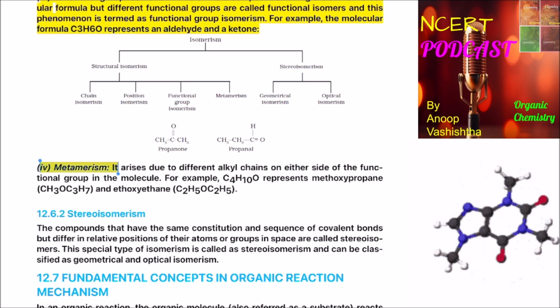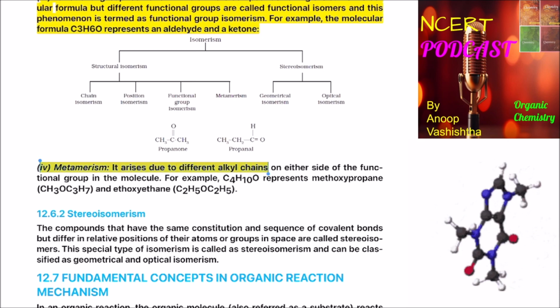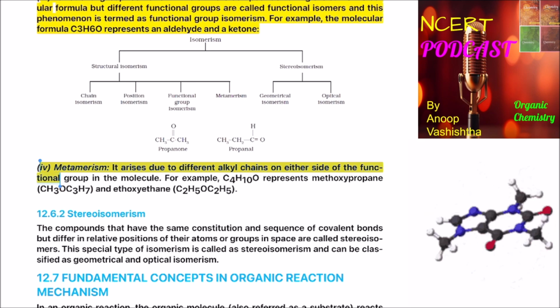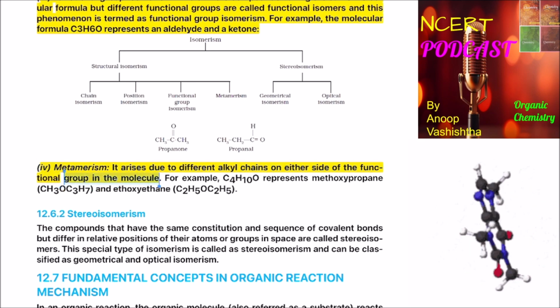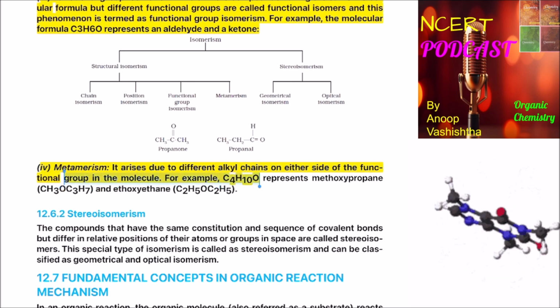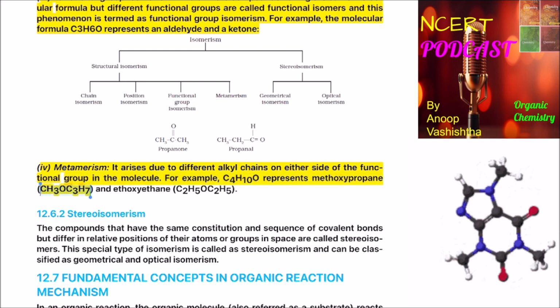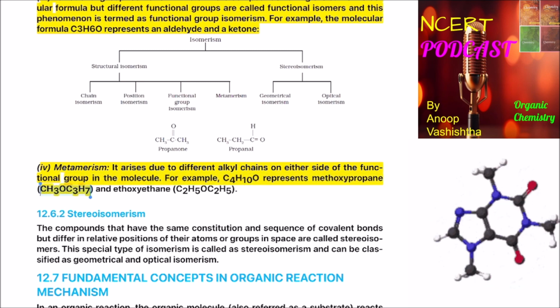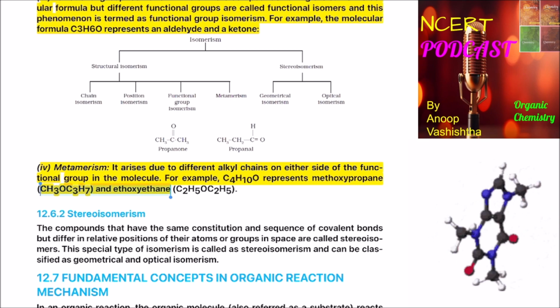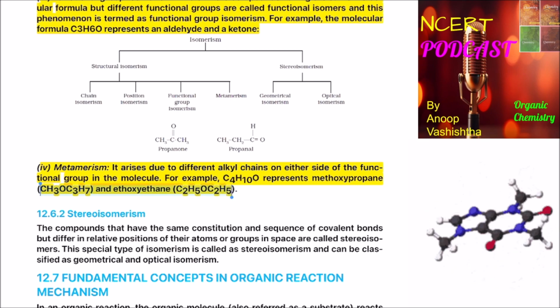Metamerism. It arises due to different alkyl chains on either side of the functional group in the molecule. For example, C4H10O represents methoxypropane, CH3OC3H7, and ethoxyethane, C2H5OC2H5.